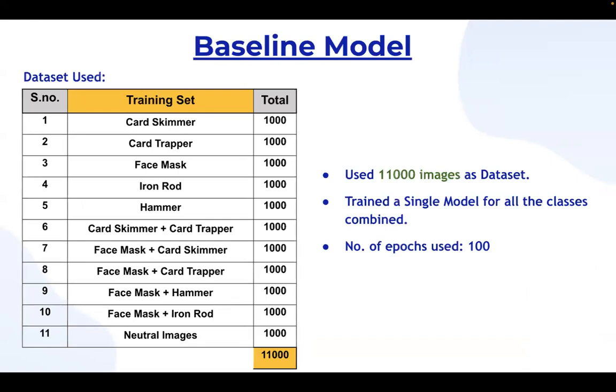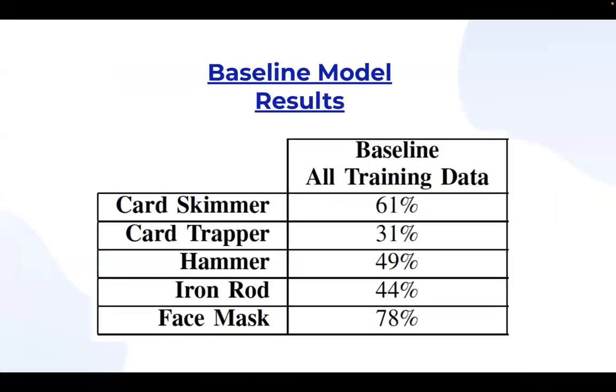So this is the baseline model, which is our first experiment with all the data set we collected. Here we use the entire data set of 11,000 images to train a single model which is capable of detecting all the classes or all the objects, and we used around 100 epochs here. The baseline model results are shown here. We got an mAP of around 61%, and the remaining percentages are shown here.